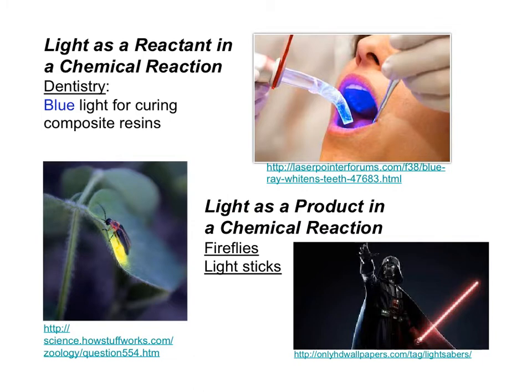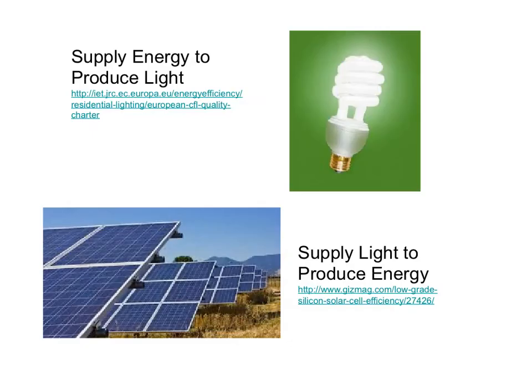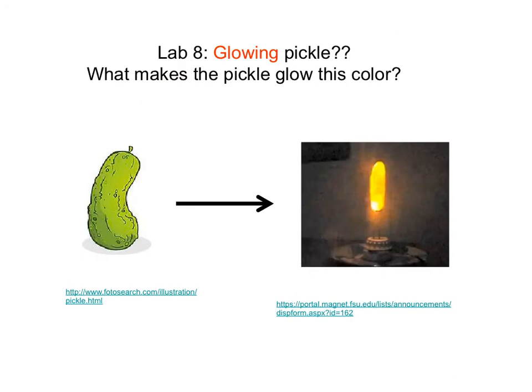Substances produce light, but so do chemical reactions. Light can also be used as a reactant in a chemical reaction. Substances produce light in a two-step process. Energy is supplied so an electron undergoes a transition from a lower energy state to a higher energy state. It also works the other way around. Light is supplied to produce energy. That's how a solar cell works. You're going to make a pickle glow in lab. We'll discuss what's happening when you do this experiment.